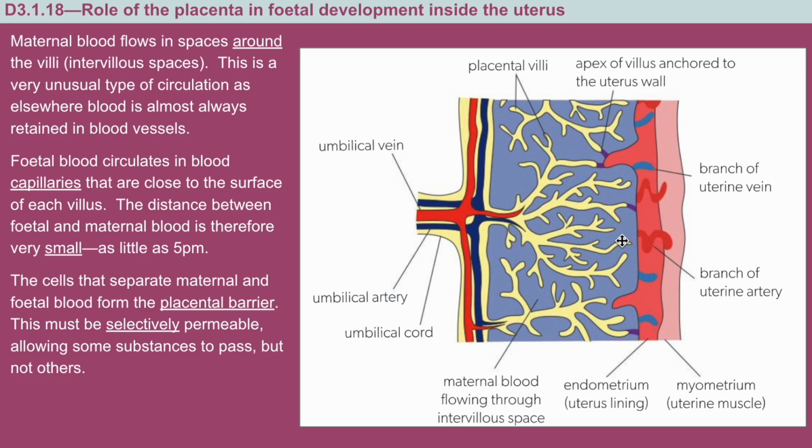Okay, fetal blood then circulates in blood capillaries that are close to the surface of each villus. The distance between fetal and maternal blood is very small. Okay, however, they don't mix. Remember, a fetus and a mother might have different blood types, right? If the blood was to mix, it would be recognized by the other as non-self, and an immune response could be mounted. And so while the blood is very close to each other, it doesn't mix. Okay, instead, we're going to see that nutrients and waste products and dissolved gases are going to move back and forth across this placental barrier.